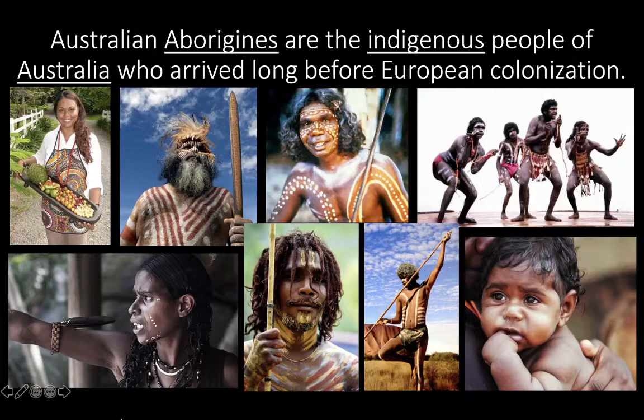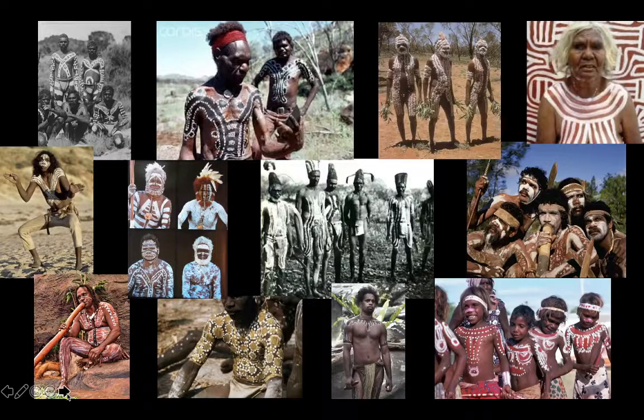But this is just a number of images of different people of Aboriginal descent. This slide here shows the wide variety of different body paints that different Aboriginal tribes and family clans used when Europeans arrived and first met the Aboriginal people.